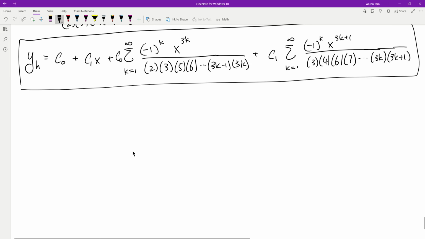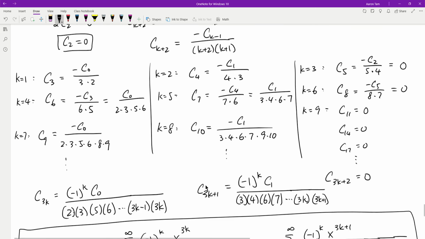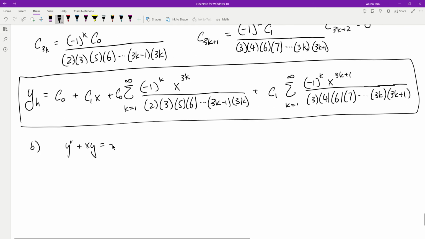Now let's deal with what happens if we have the non-homogeneous solution, the particular solution. So that will be y double prime plus xy equals, what did I say? Negative 2x. Ooh, how about I don't make it too complicated? Plus 3x squared minus x to the 4th.